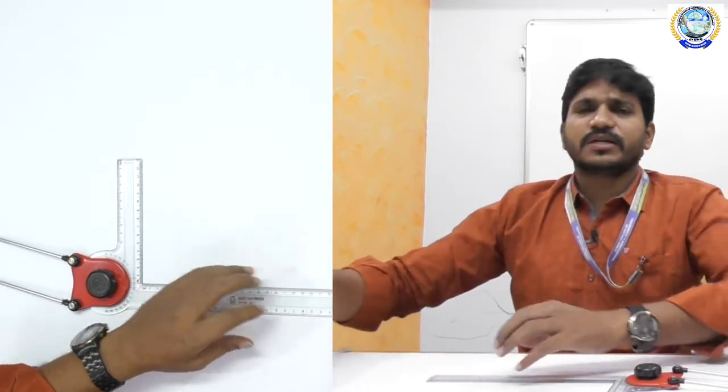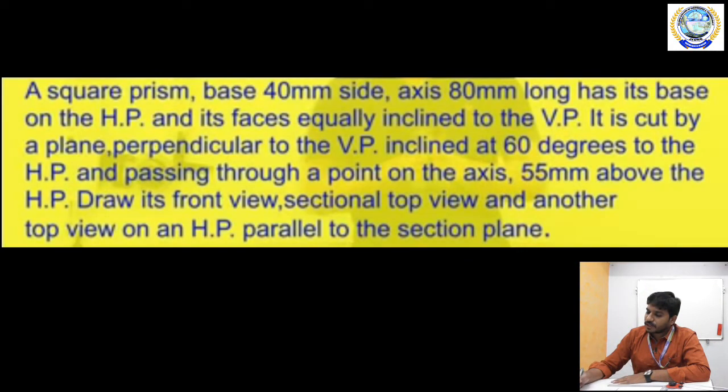Now I am going to discuss a problem given in sections of solids. The question is: a square prism, base 40 mm side, axis 80 mm long, has its base on the HP and its faces equally inclined to the VP. It is cut by a plane perpendicular to the VP, inclined at 60 degrees to the HP, and passing through a point on the axis 55 mm above the HP. Draw its front view, sectional top view, and another top view on an HP parallel to the section plane.